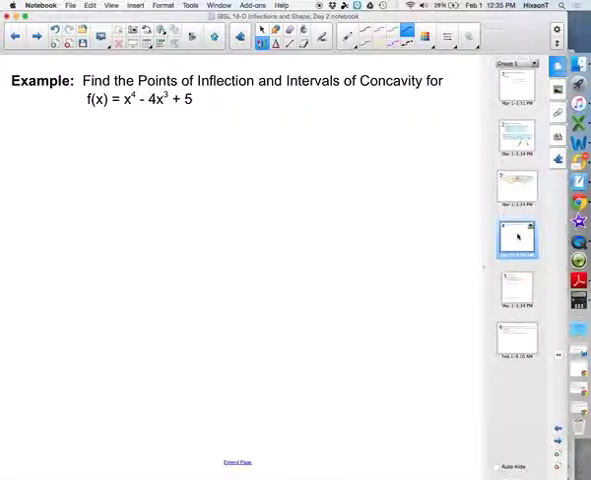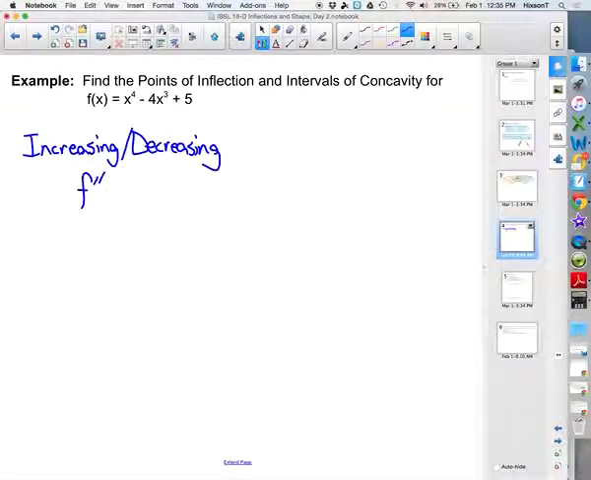So for this example here, if we're going to do, first of all, increasing or decreasing, we need our first derivative. f of x is 4x cubed minus 12x squared. Okay?